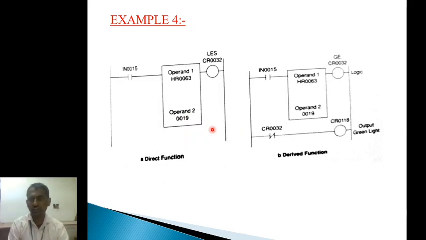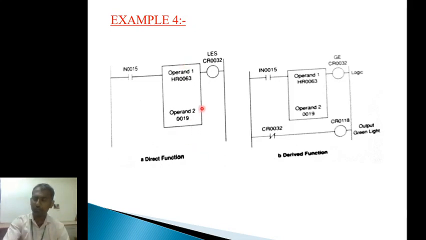And next, less than function. So for the less than function also, suppose you have so many inputs, and if you want the output to not be on up to 18, then we can put the value 19 in operand 2, and we can enter different values to operand 1, that means HR0063. Then when the IN0015 is on, the comparison takes place, and when the value is less than 19, then this particular output will be on. So this is the direct representation.